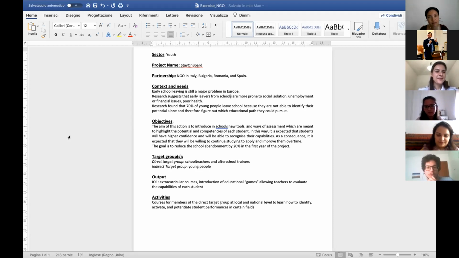I also liked the fact that she introduced this gaming tool, which is very, very innovative. And I like that in the objectives, Giuseppina put the goal just to reduce school abandonment by 20%. So she already fixed a quantitative target that is very important from my point of view.